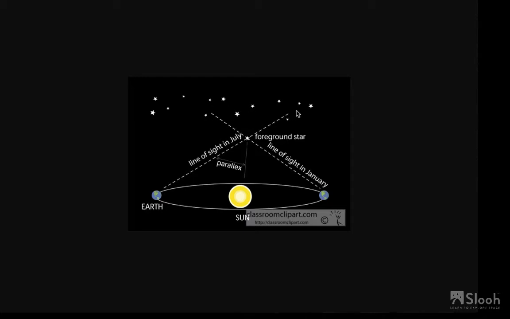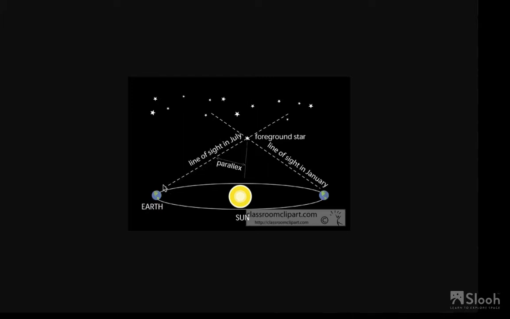It's due to our elliptical orbital motion. So we call that a parallax. And so foreground stars, meaning ones that are close to our solar system, have a large parallax, whereas the background stars that are really far away don't have a large parallax at all.